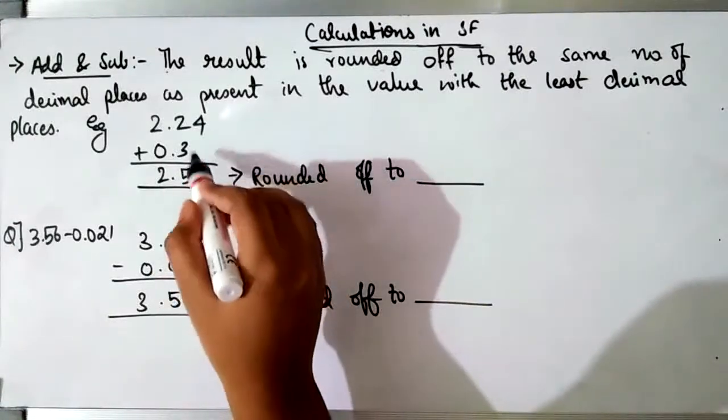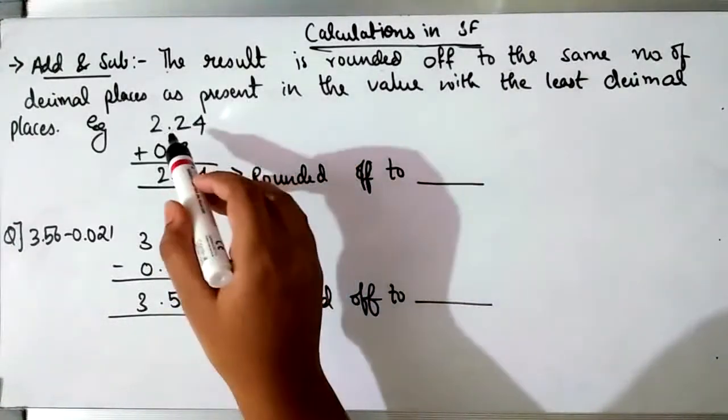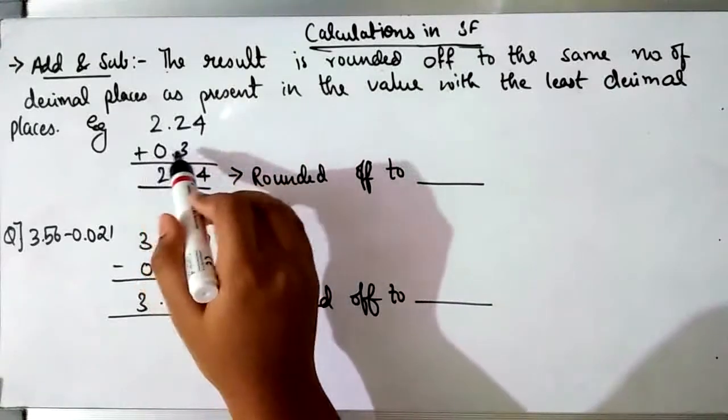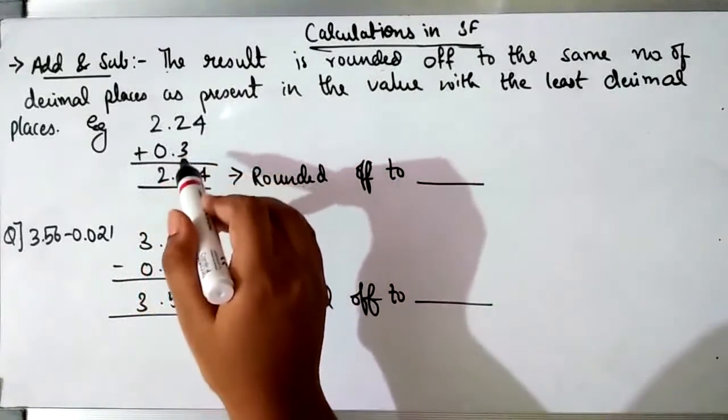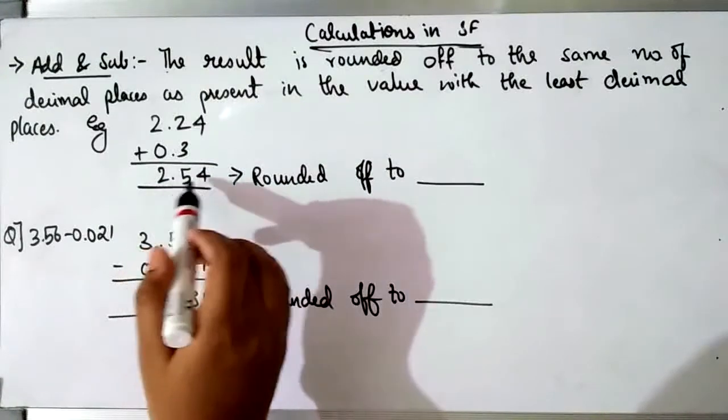Now for example, in the first one you can see we have got 2.24 and we have added the value 0.3 to that. So when we add, what we get, the answer is 2.54.